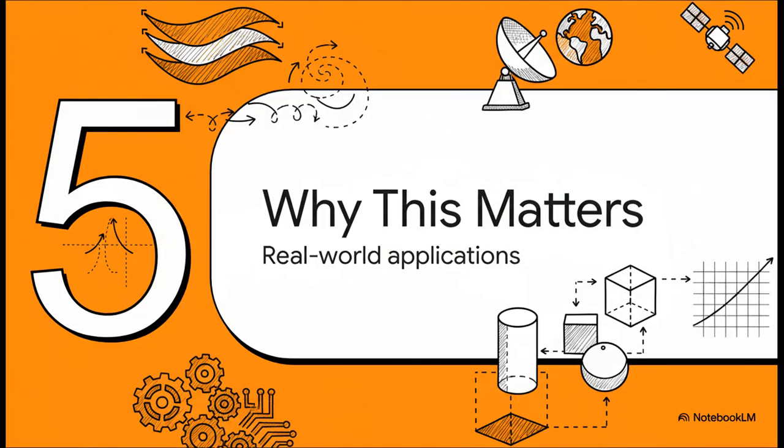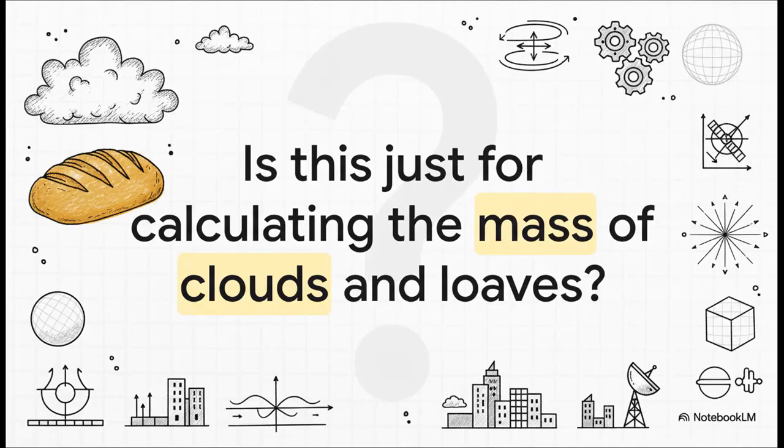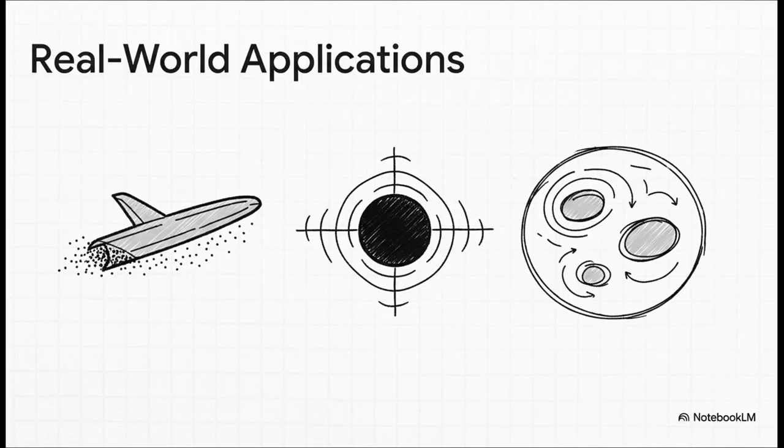Which brings us to our final and maybe most important section. Why does any of this matter outside of a math textbook? I mean, is this really just a super complicated way to think about bread in clouds? Oh, not even close. The applications are literally everywhere. For example, engineers use these all the time to find the center of mass for something like an airplane, where all the materials are different weights and densities. Physicists use them to calculate the strength of an electric field all around a charged object. Meteorologists use them to model these incredibly complex pressure systems. Basically, anytime you have a quantity that changes over a region or a volume, these are the tools you gotta use.